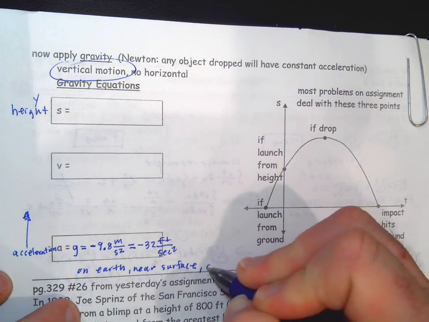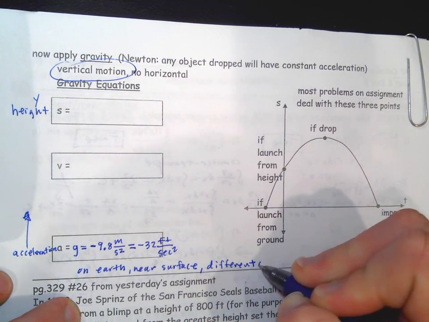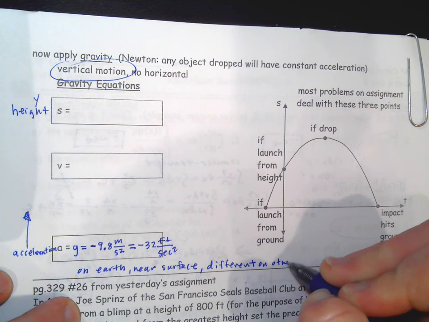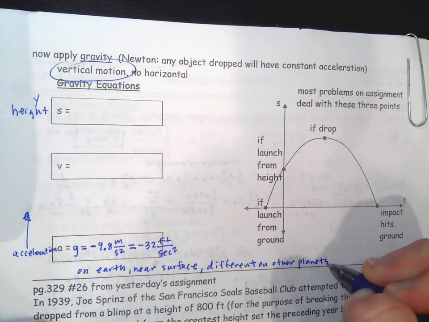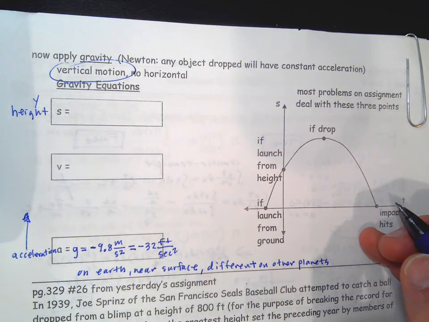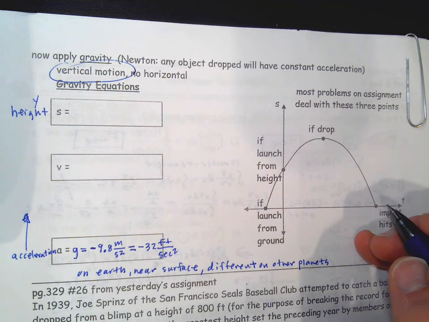So this is on Earth, specifically near the surface of the Earth. If we were on another planet, the gravitational pull would be different. And the distance from the surface of a planet makes a difference, but relative to the size, the radius, the volume of our planet, and the size of the things we're talking about, it's negligible.